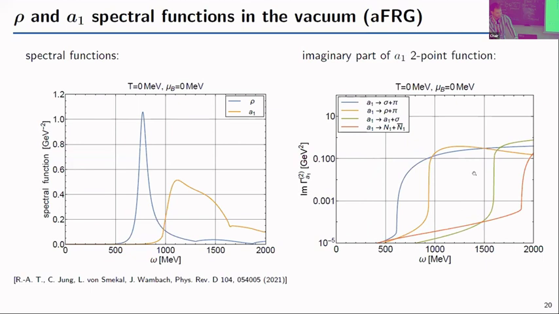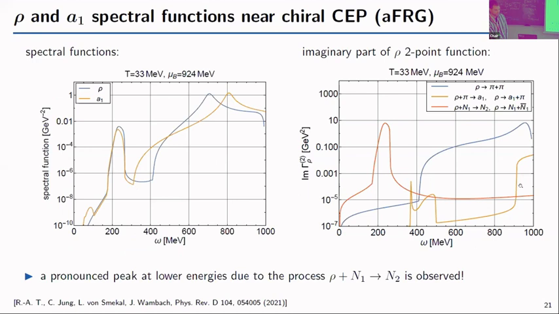For the A1, you have the corresponding channels here. Similar, so A1 can decay into sigma and the pion, rho pion, A1 sigma, and nucleon, antinucleon. Okay. Our main message from this paper and maybe of this talk today are these plots here.